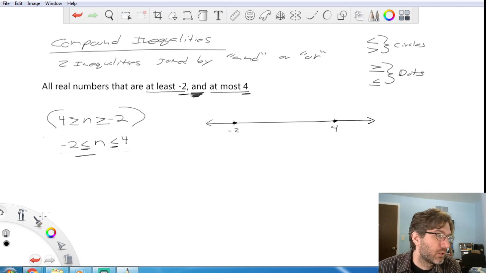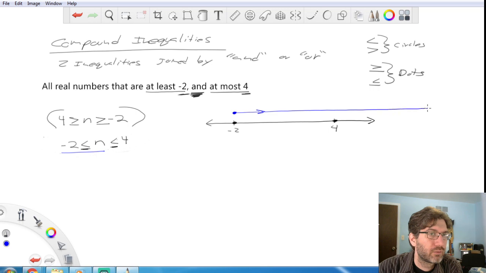This one here, let's color code this a bit for us. So let's look at this side here as blue. I know it's a dot over the -2, and do I want to shade in the direction higher than -2 or less than -2? And it's looking like n has to be greater than -2, so it has to go in this direction. And that's going to continue forever in that direction.